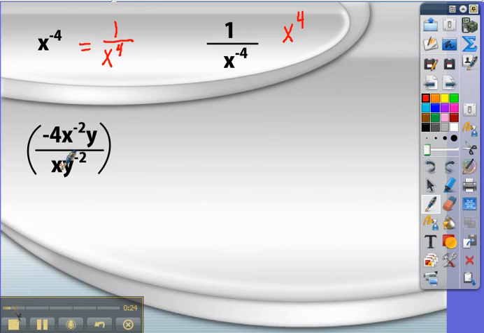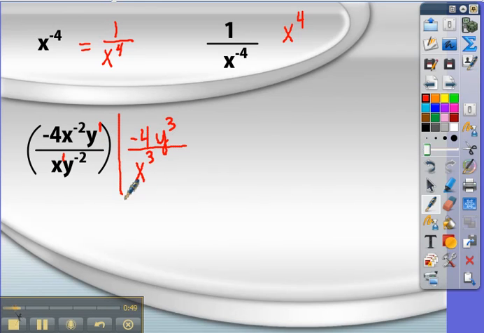Now think about it. If I already have one x down here, and I bring these two down here, how many am I going to end up with on the bottom? I should have 3 down there. The -4 is still up there. And then let's look at our y's. I have these down here that are in the wrong place. They're going to have to go up top to join this one that's already sitting here. So if I bring up 2 more, I'm going to have 3 of those y's sitting up there.